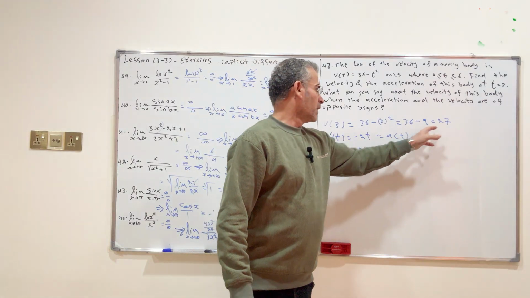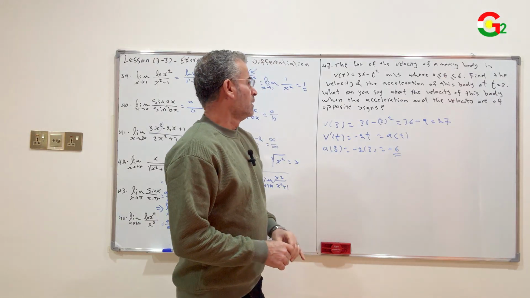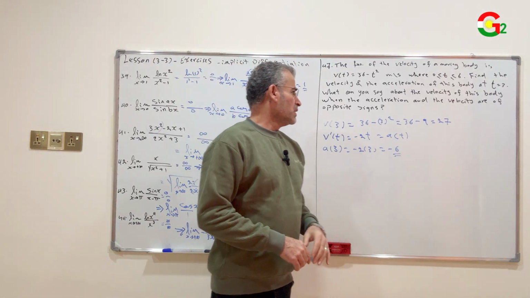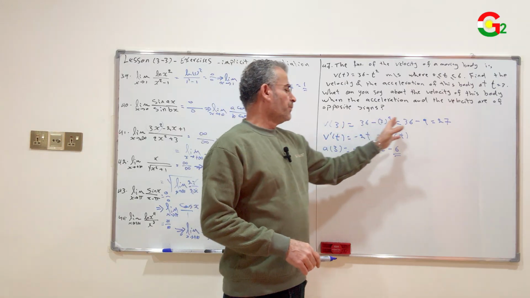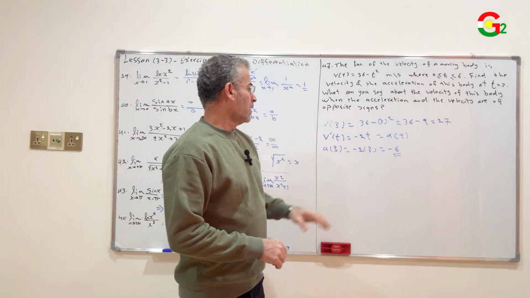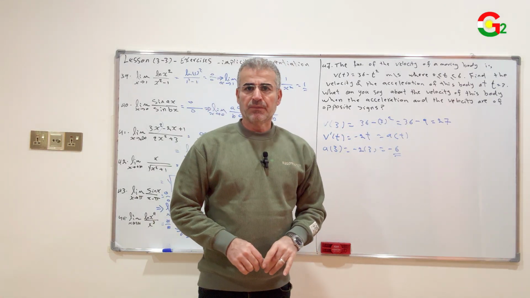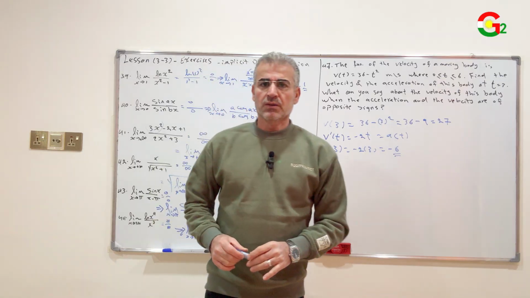When the velocity and acceleration are of the opposite sign, it means that the body is slowed down with the time. See you next lesson.